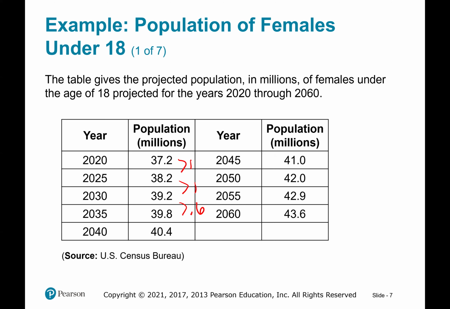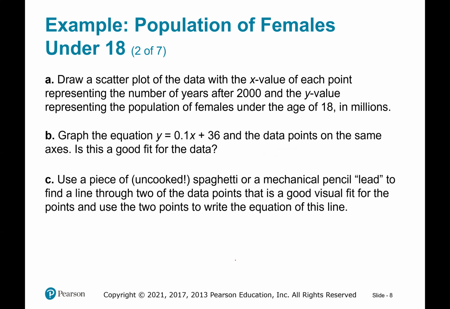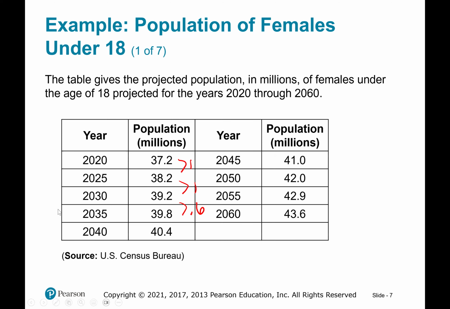The table gives the projected population in millions of females under the age of 18 projected for the years 2020 through 2060. We're going to draw a scatter plot of the data with the X value of each point representing the number of years after 2000. So we are aligning our X data, our input data, to be the number of years after 2000. So if I go back, then 2020, we're going to input the number 20. The number of years after 2000 for 2020 would be 20, right?